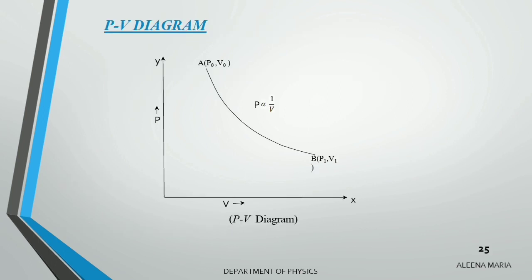Now coming to the PV diagram, we know PV equals nRT, and temperature is constant, hence we can write PV is equal to a constant, or in other words, P is inversely proportional to V. Hence, if we plot a graph, it looks like this. Here A and B are the 2 points, A is the initial condition and B is the final condition. And we must note that here the pressure and volume are the only things that change.